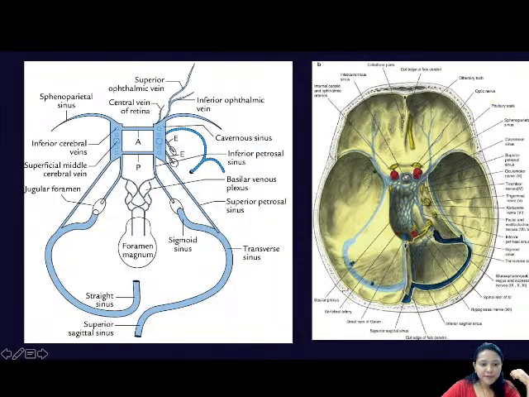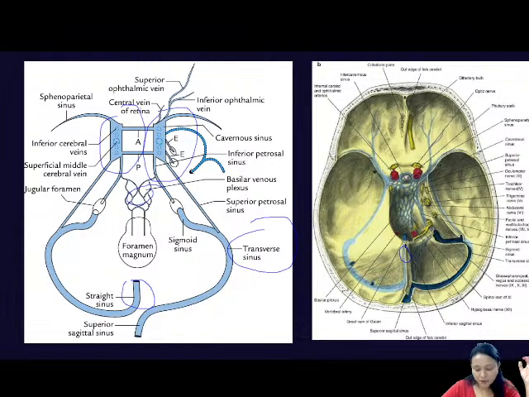As you can see here, these are the cavernous sinuses, and this is a straight sinus. It is an unpaired sinus. And here also you will have the straight sinus. So this is the cavernous, this is the straight sinus. Then you also have the superior sagittal sinus going from above, the transverse sinuses, and the basilar venous plexus here. So these are all the paired and unpaired sinuses, right?